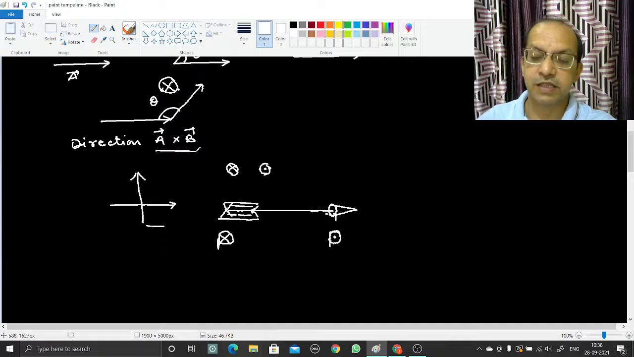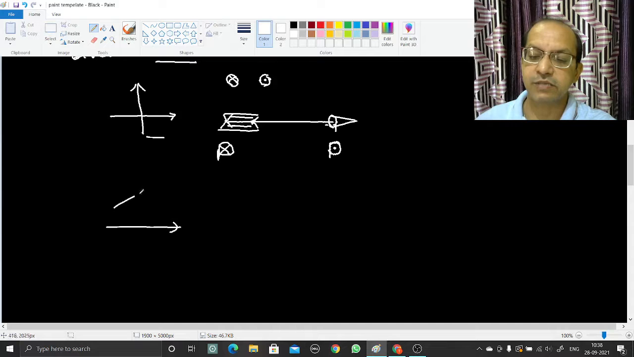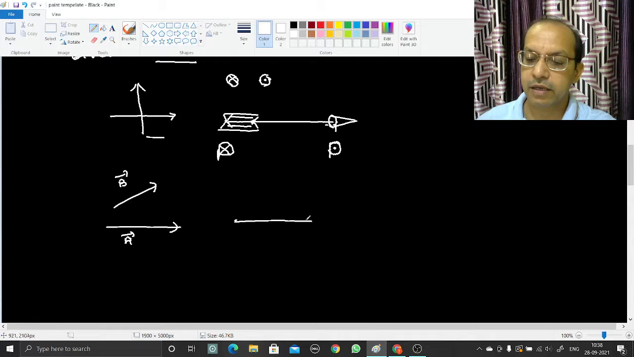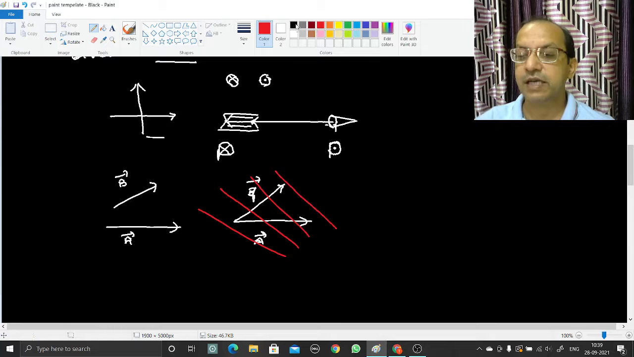So now we will find the direction of A cross B. First, what will we have to do? This is A, this is B. We draw A, and we draw B by displacing this B. So this is A, this is B. Now we will put a screw which is perpendicular to the plane containing A and B. What is the plane containing A and B? The plane containing A and B is the plane of this paper.